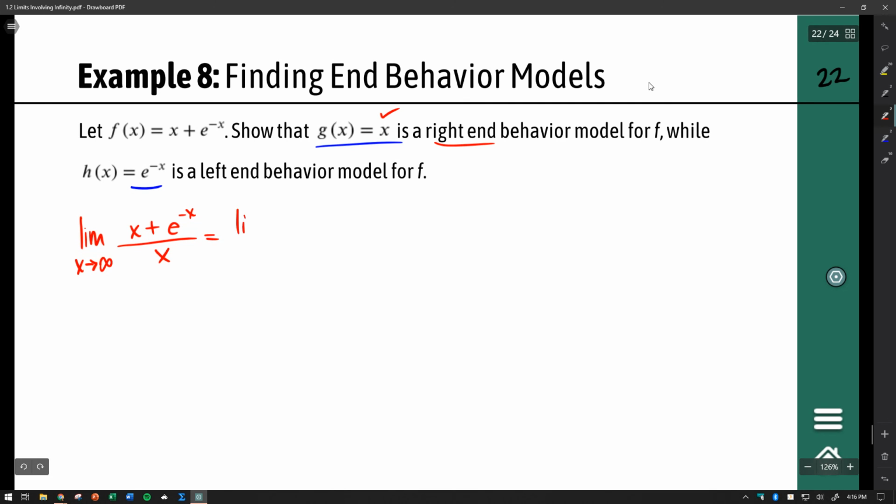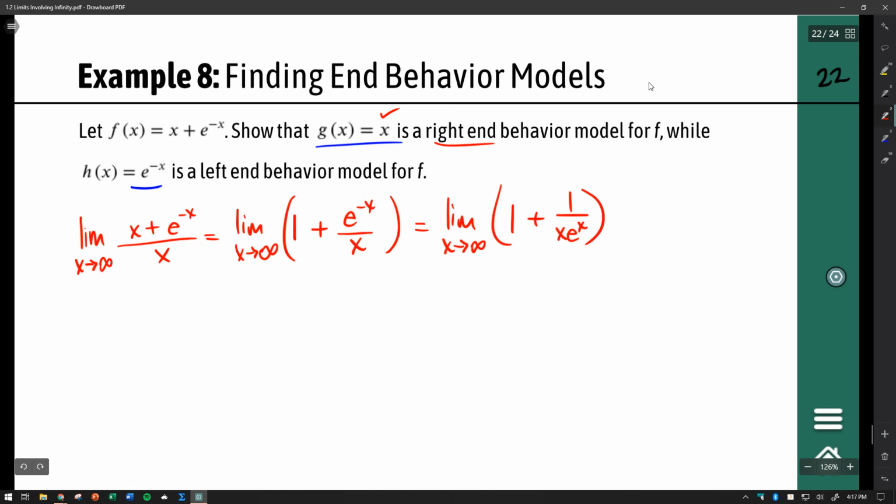So this limit is equivalent to x over x, so that's 1, plus e to the negative x over x. Then I would simplify one more time that this is the same as the limit as x goes to infinity of 1 plus 1 over x e to the x. And since the limit as x goes to infinity of 1 over x e to the x is 0, here we have 1, and we got it. That's an end behavior model.